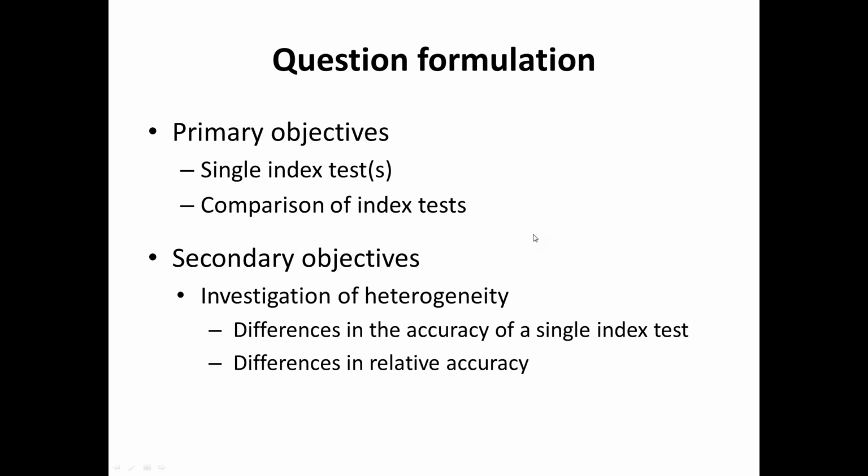So in the reviews, we quite often see the objectives separated out as the primary objective is about estimating accuracy and comparing, and the secondary objectives are all about investigating heterogeneity, looking at what study features of the test and other sources lead to differences in accuracy.